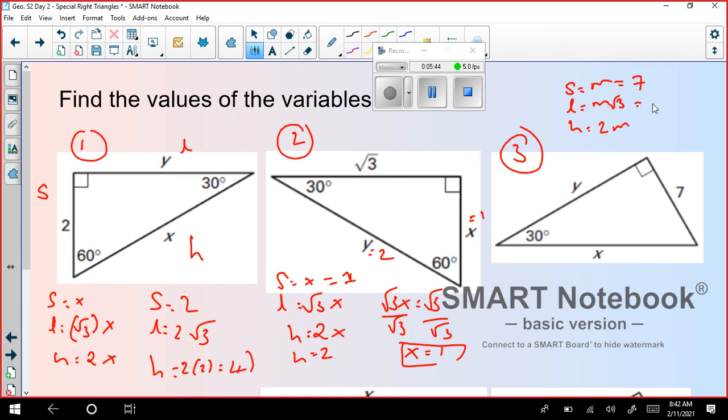So this is 7 root 3, and this is 7 times 2, 14. Okay, so we have hypotenuse y equals 14, and the longest leg is 7 root 3.